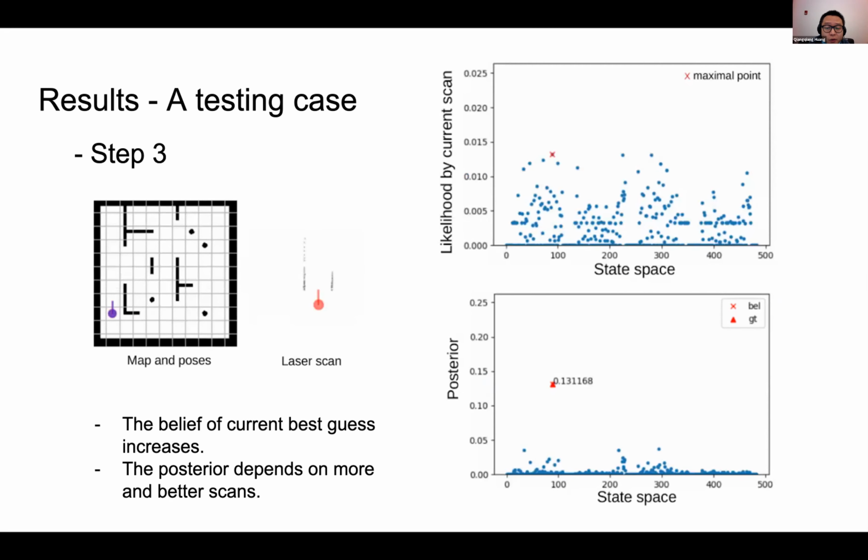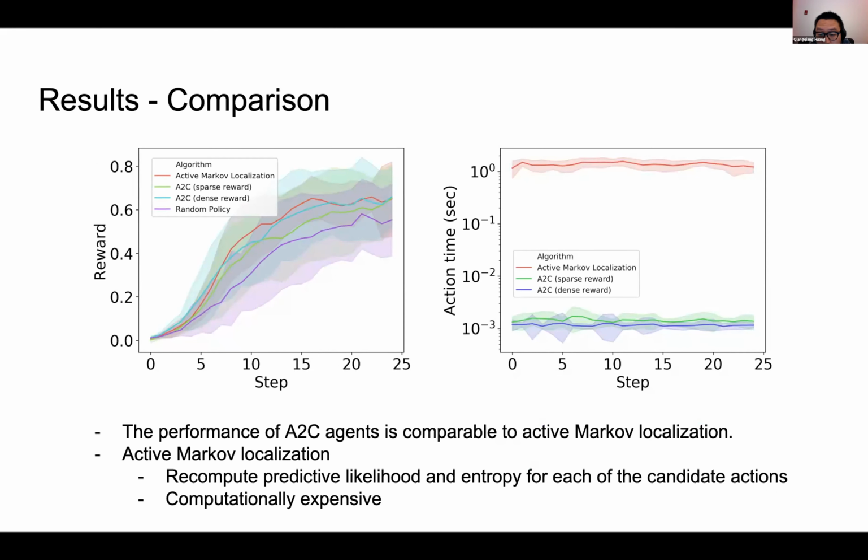After turning left to step 3, the agent sees a corridor. Based on all previous scans, the belief at the true pose has been improved to 0.13 at once. Here we make a comparison over different policies on rewards.